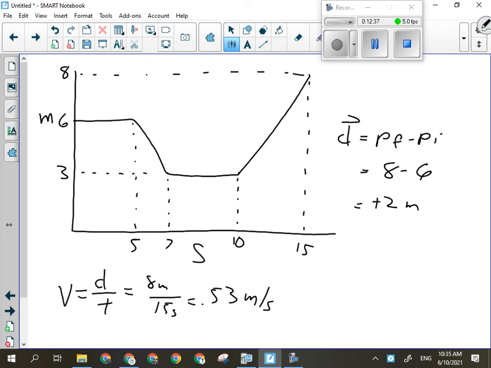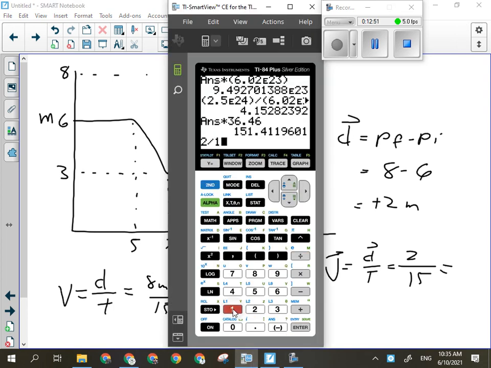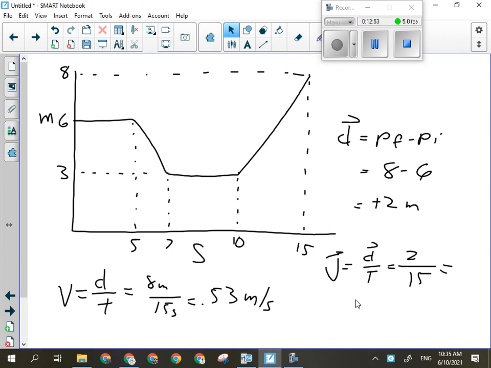If I wanted to calculate my average velocity, same idea. Average velocity, okay, is total displacement over total time. That's 2 over 15. 0.13, positive 0.13 meters per second. So you can very easily be asked to do something like that with an irregular position versus time graph. Questions on that?